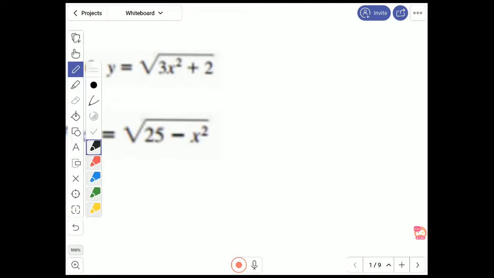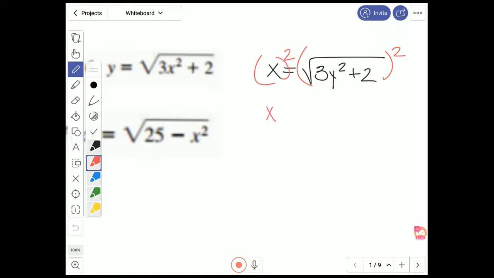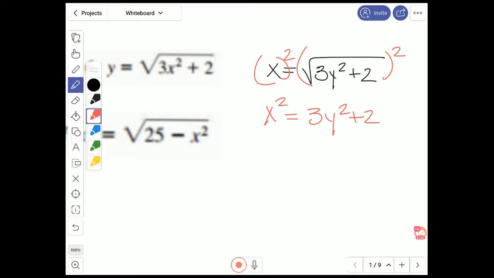So I'm going to rewrite this as x equals the square root of 3y squared plus 2. I'm finding the inverse, which means I'm flipping x and y and then resolving this whole thing for y. So I need to solve for y. That means I need to get rid of the square root because I can't do anything else yet. So I'm going to square both sides, and I ended up with x squared equals 3y squared plus 2. Because remember, a square and a square root cancel each other out. So we're just left with 3y squared plus 2.